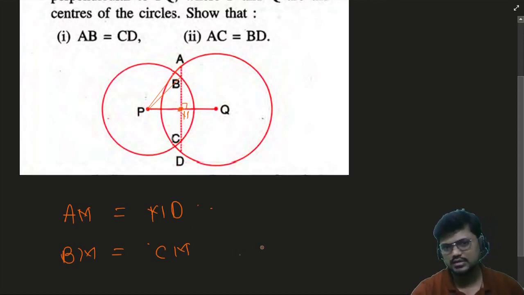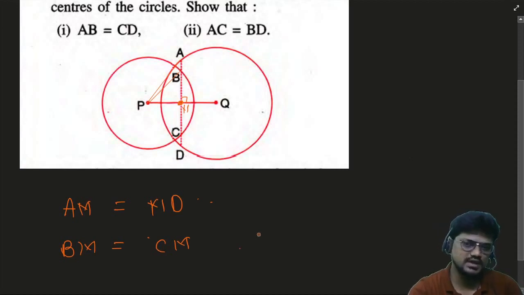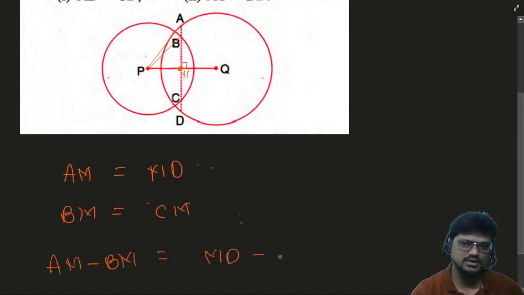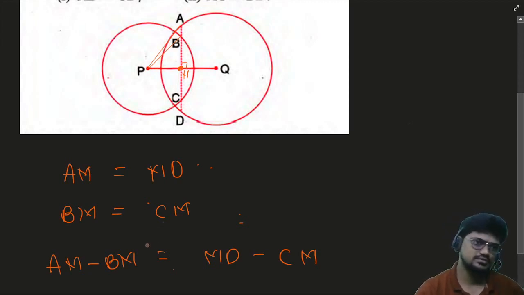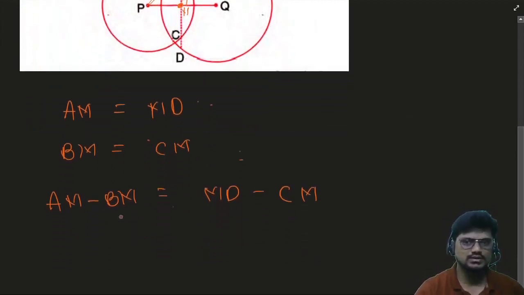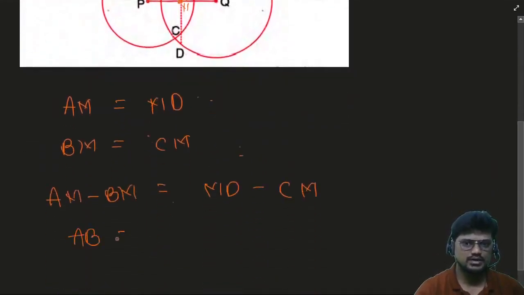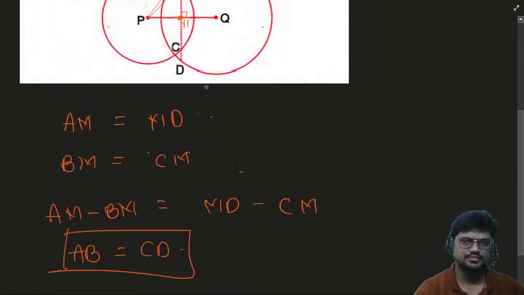So BM is equal to CM, right? If BM is equal to CM, if I subtract both of them, AM minus BM will be equal to MD minus CM. Why are they equal? Because of the same reason: a perpendicular to the chord bisects the chord. So AM minus BM will be AB, and MD minus CM will be CD. That's it. The first one is proved.